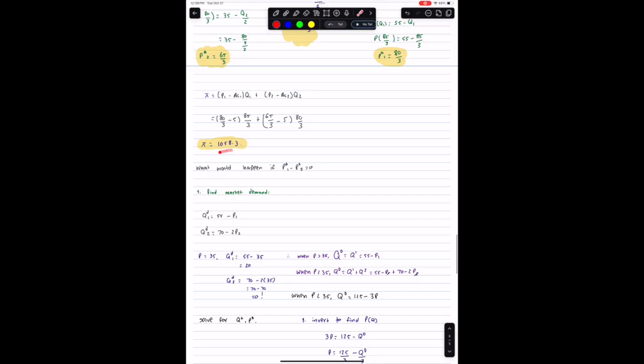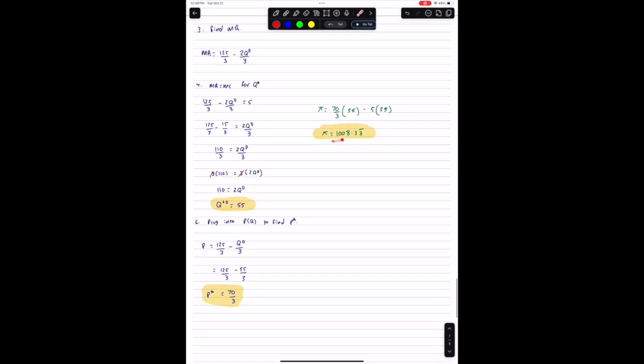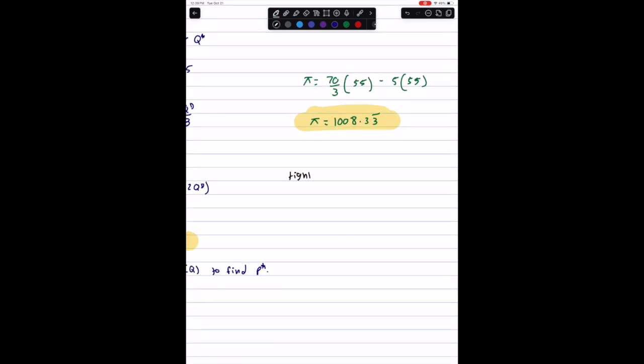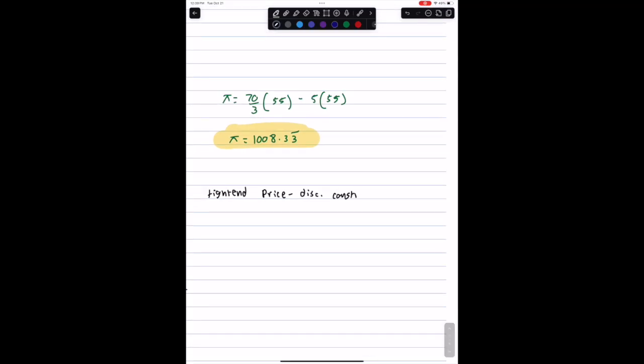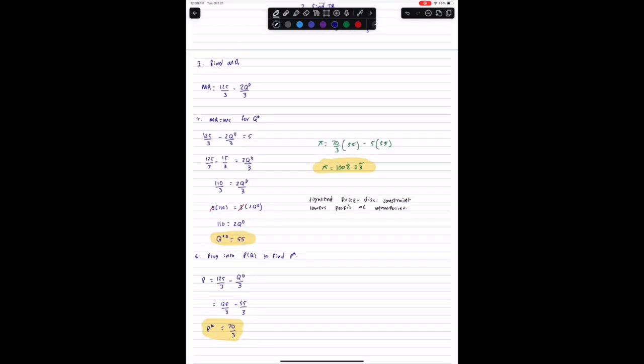Let me get my pointy thing, laser. The profit in part B was 1,058. The profit in part C, where there's no price discrimination, where it is equal to 0, is 1,008.33. So what can we say? Tightened price discrimination constraint lowers profits of monopolist. And that is our question done.